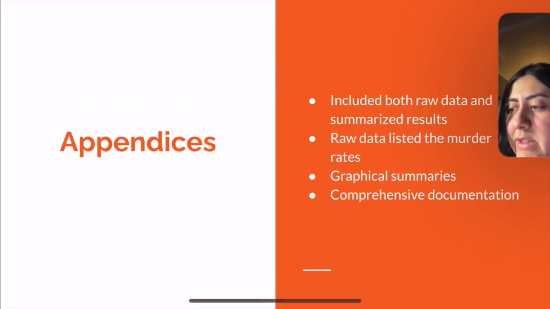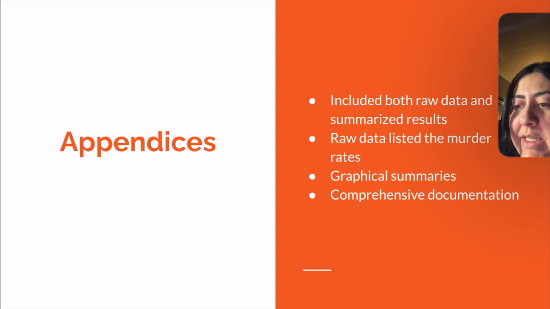Our appendices included both raw data and summarized results. The raw data table listed the murder rates for each state, providing a detailed reference for our analysis. We also included a numerical summary that captured key statistics like the mean, median, and confidence intervals. Graphical summaries such as bar charts and pie charts illustrated these findings visually. These visuals made it easier to understand trends and verify our hypothesis test conclusions. Together, the appendices served as comprehensive documentation of our data, method, and results.